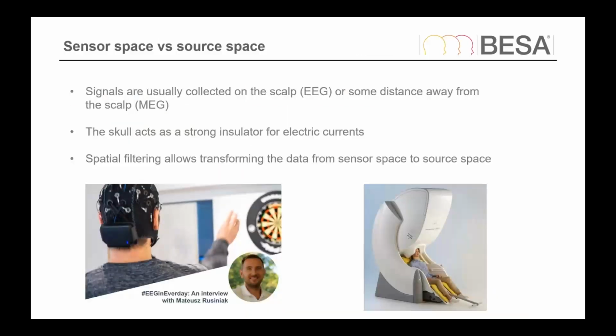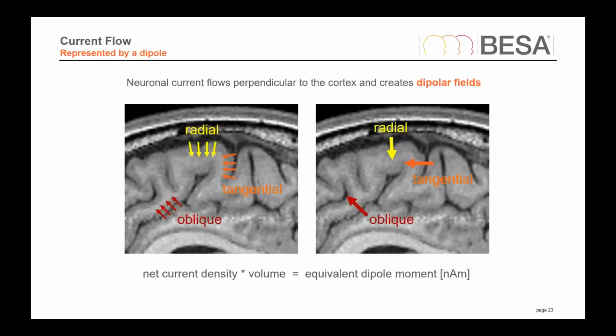So if I look at sensor space versus source space, signals that I collect are usually collected on the scalp or some distance away from the scalp, even if I use MEG. However, now with OPM, we get close to the scalp again with the magnetic signals. And the skull acts as a strong insulator for electric currents, which means that at least in EEG, signals will be quite smeared and blurry once they get to the scalp. However, we have the opportunity to use spatial filtering that allows us transforming the data from sensor space back into source space. How does that work?